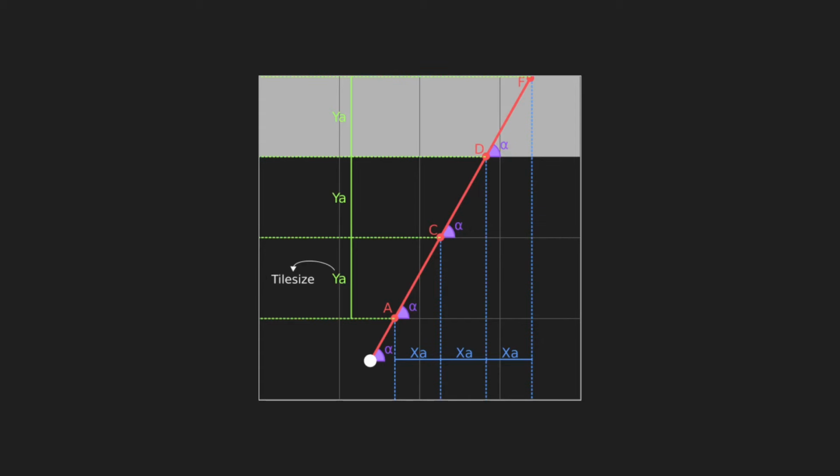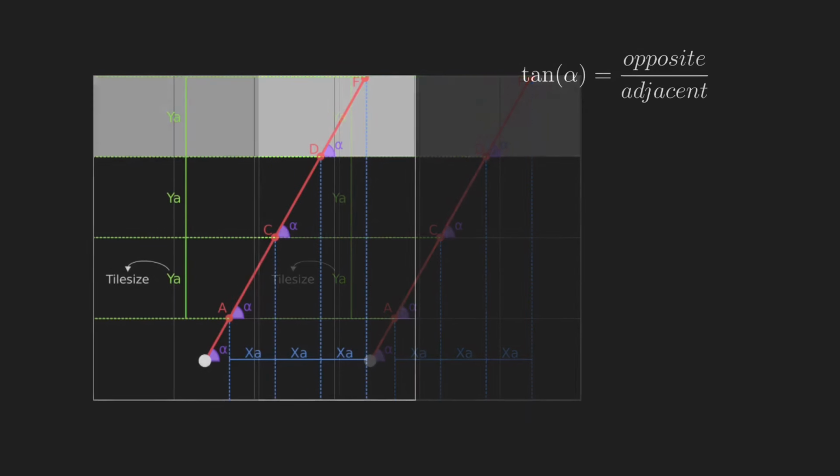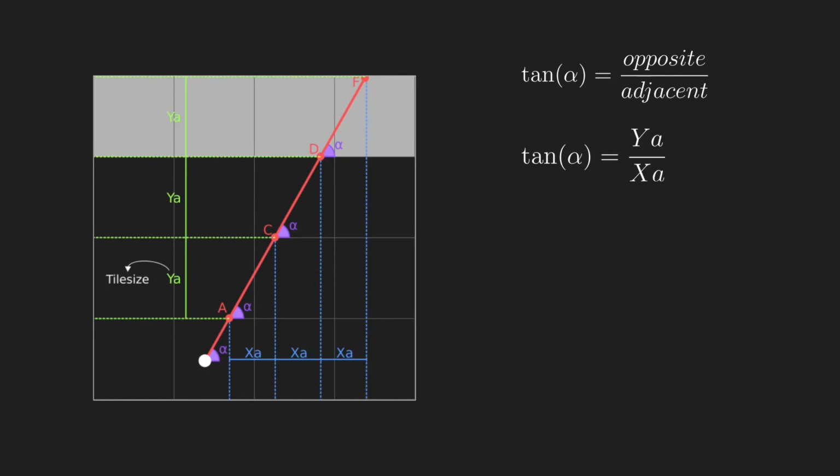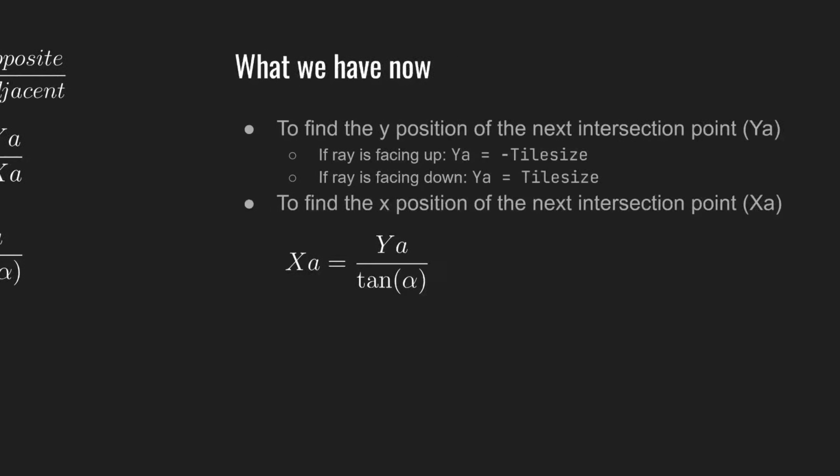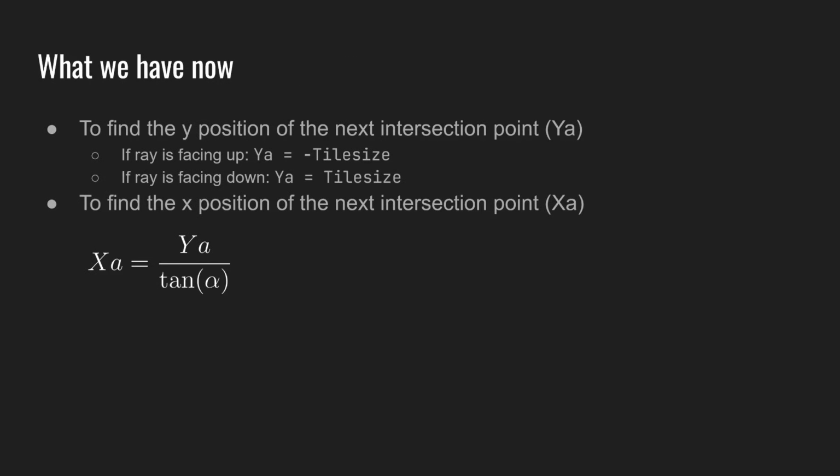Now it's time to find XA, and we're going to do this by using some trigonometry again. Just replace some values in the tangent and we will get the formula that defines XA. Again, let's recap. What do we have now? We have two possible ways to find YA depending on whether the player is looking up or down, and also we have a formula to find XA.